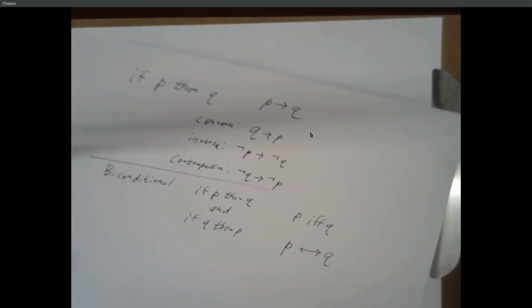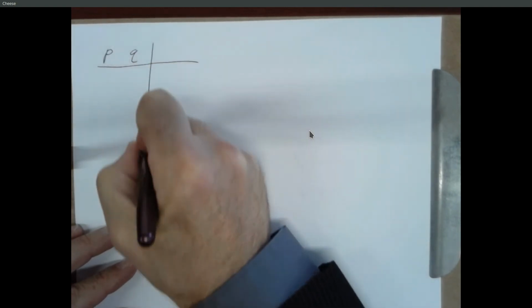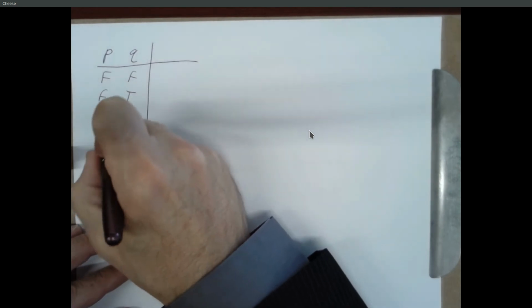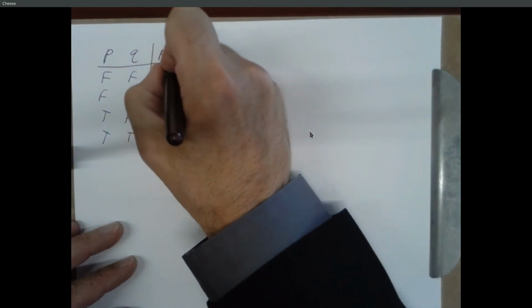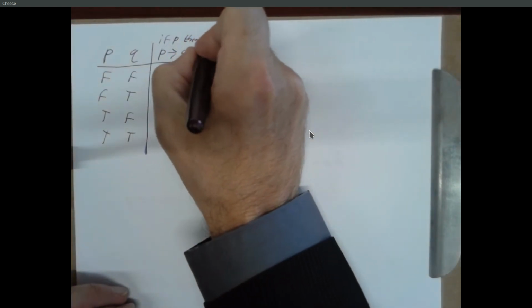So it gets interesting when we look at truth tables. So let's look at P and Q, and let's look at the possibilities. And let's see what the truth value of if P, then Q is. Okay, so fix in our minds, if P is true, then Q is true. That's what this statement on the right says. If P is true, then Q is true.